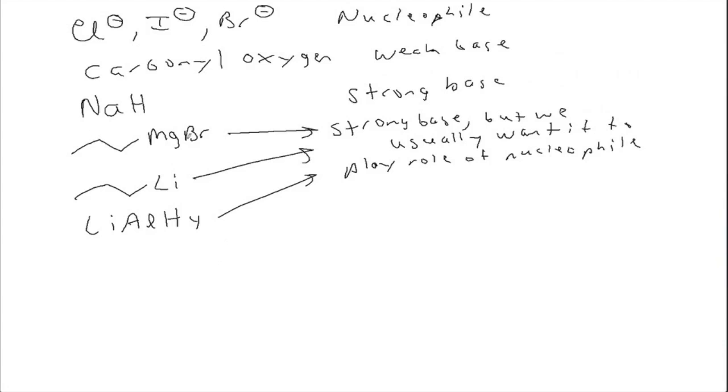What's the name of this type of compound? Grignard reagent. And this? Alkyl lithium. And this? Lithium aluminum hydride. That's a logical name. I find that people often confuse these two because they both have lithium, so we have to be careful not to confuse them, even though they both have lithium.